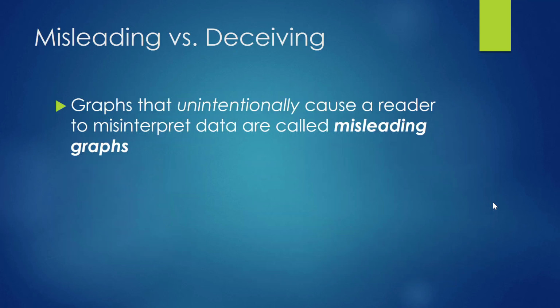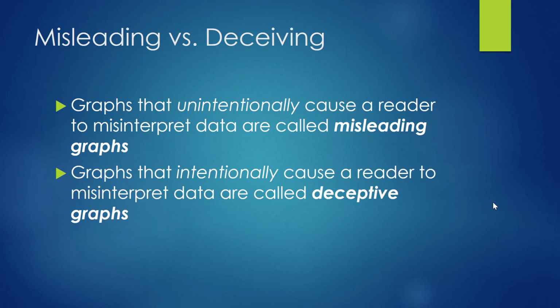Misleading versus deceiving. Graphs that unintentionally cause a reader to misinterpret data are called misleading graphs. Graphs that intentionally cause a reader to misinterpret data are called deceptive or deceiving graphs.